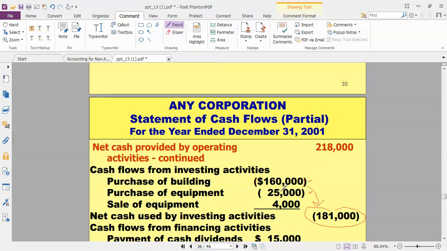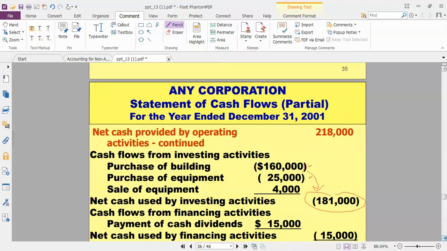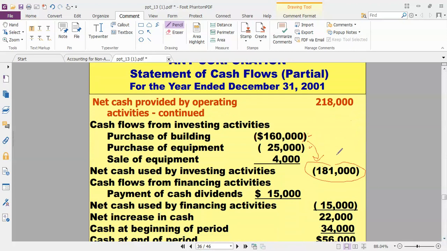So negative 160,000 and minus with 25,000 and plus with 4,000, you will get 1,081,000. Okay? So after that, we should put the cash flows from financing activities. What we have inside this example is only the payment of cash dividend. Only one here.